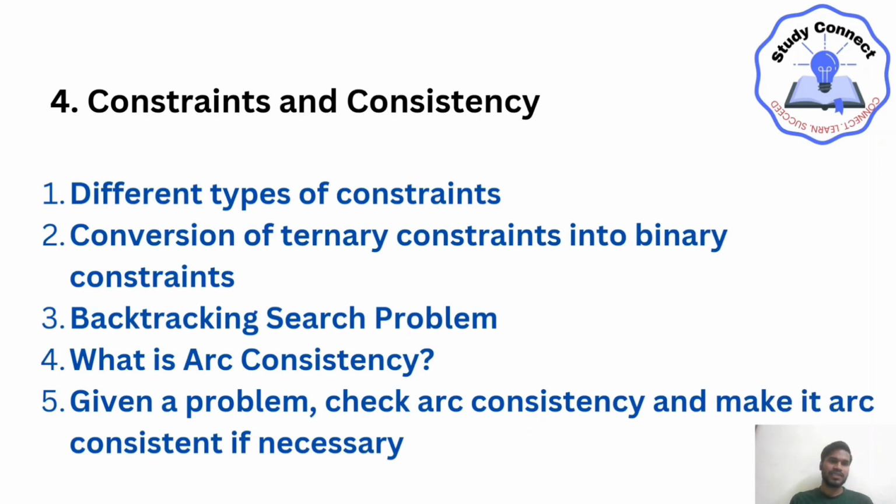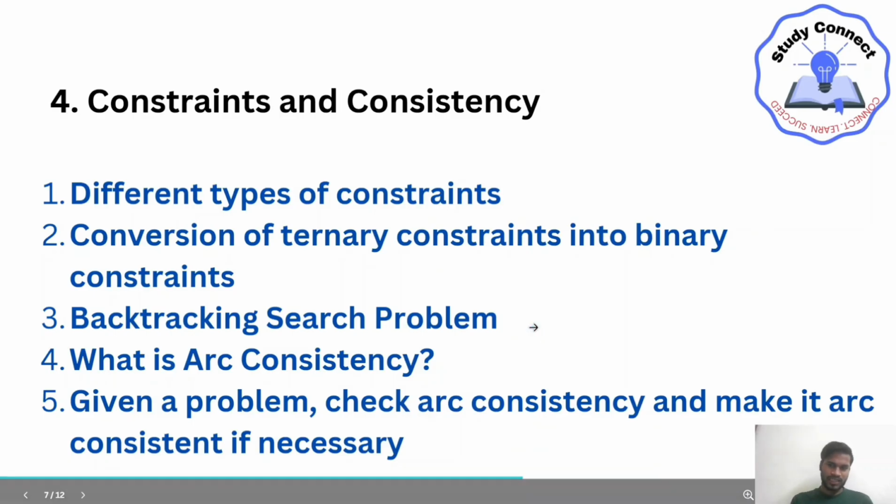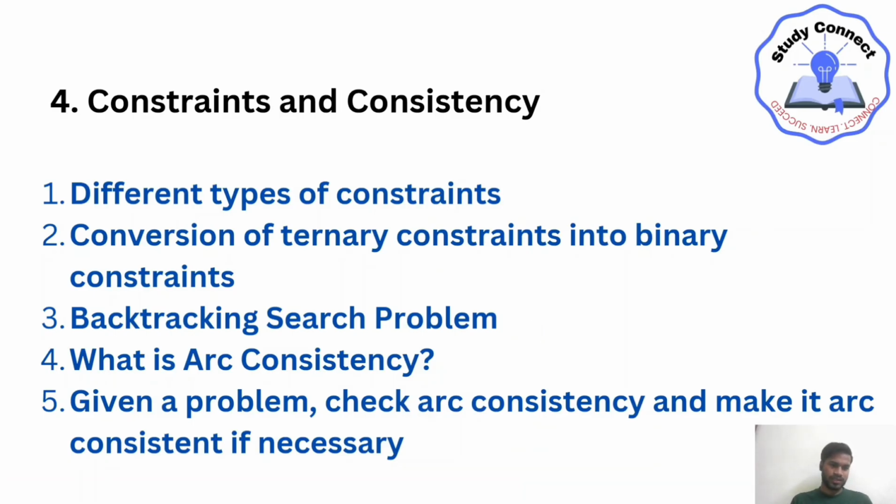Another section is constraints and consistency. Different types of constraints may be asked, and conversion of ternary constraints to binary constraints, backtracking such problems, what is arc consistency, what is path consistency. Another problem can be: given a problem, check arc consistency and make it arc consistent if necessary. These questions can be asked in constraints and consistency related problems.